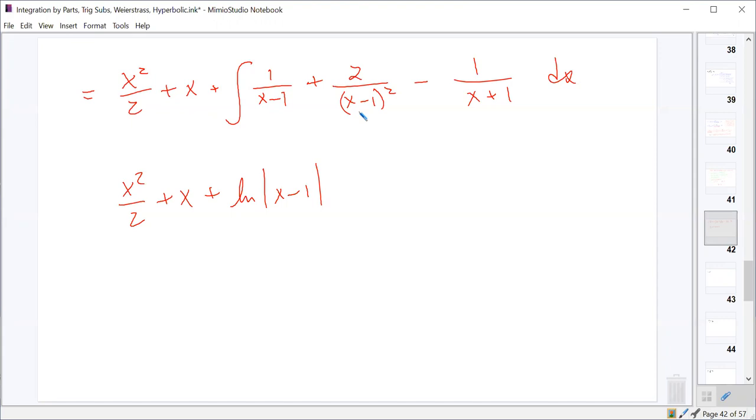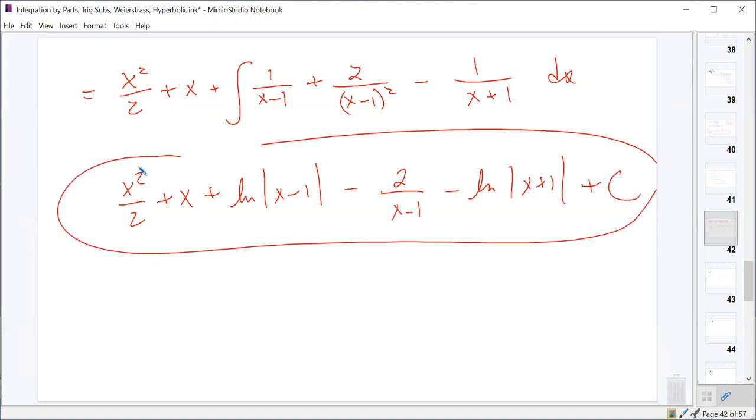U sub. U is x minus 1 and du is dx. So really I can just sort of make this 2u to the negative 2. So I'll go up to negative 1 and divide by negative 1. So that should just become minus 2 times x minus 1 to the negative 1, or minus 2 over x minus 1. And then last, we've got minus natural log absolute value of x plus 1 plus our constant.